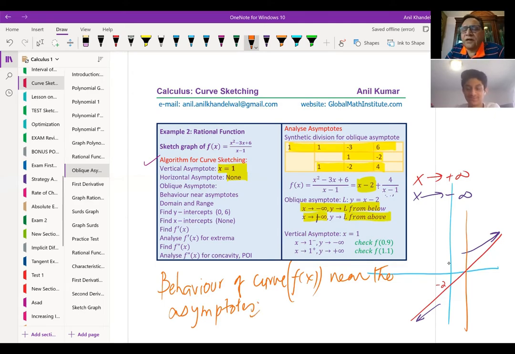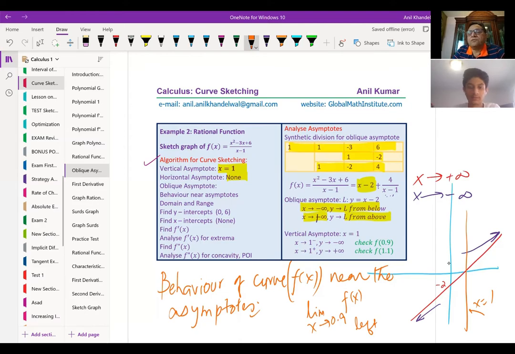Sometimes you can just take a value and calculate. For example, if you're talking about x equals 1, you could find the limit when x approaches 0.9 of the function. That is, you're checking from the left. Is that okay? Yes, sir. And you can find the limit at 1.1, correct? That will give you which side you're approaching, right?